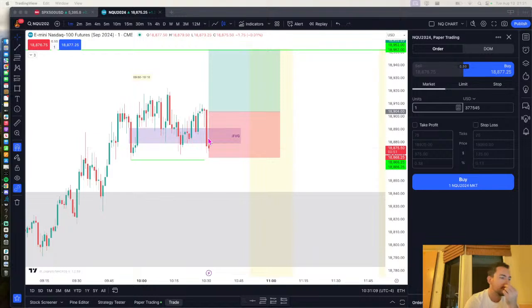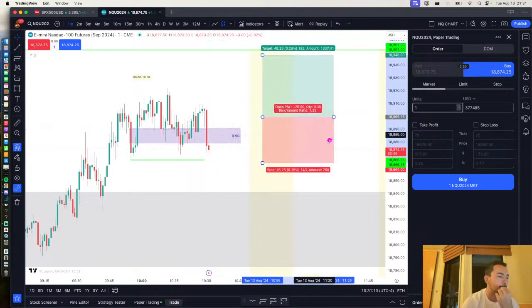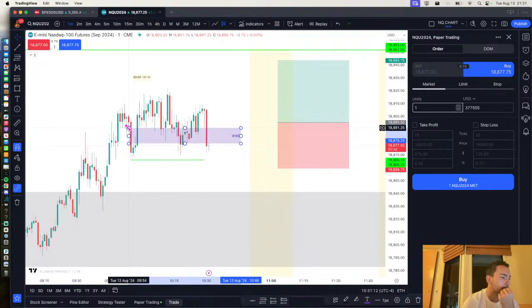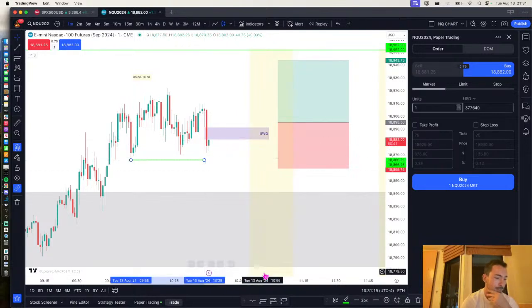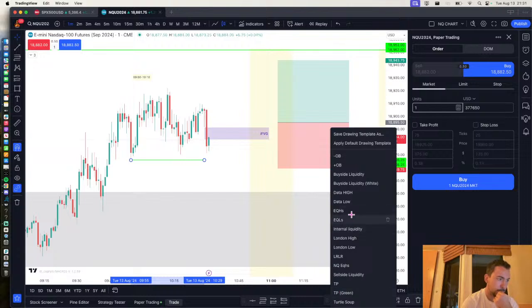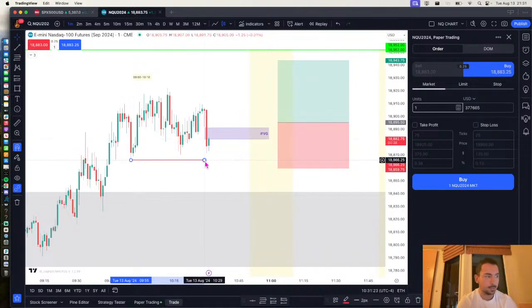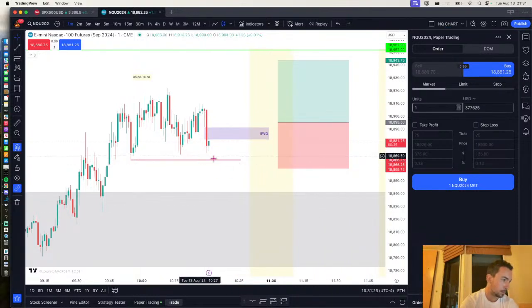Look at this, guys. Okay, so this is going to be a nice setup right here. If we form a nice FVG right here, if we take out sell side liquidity, right? If we take out this sell side, or this one even, at one of these two, and then we have a nice bullish reaction and close and create an IFVG here. Oh my god, that's going to be a fantastic setup.